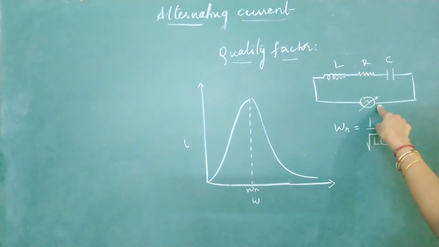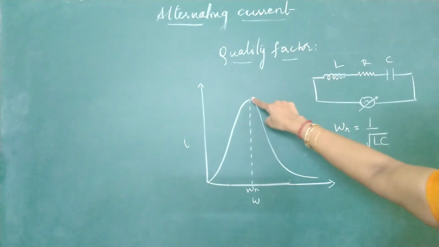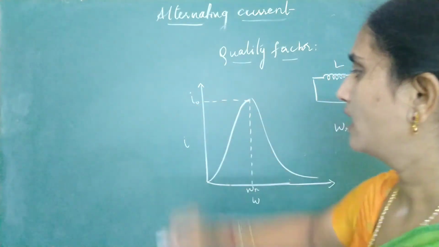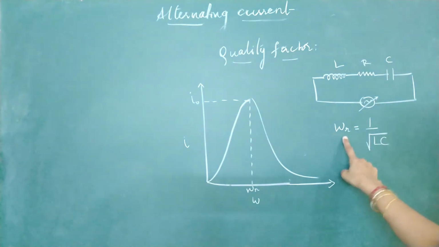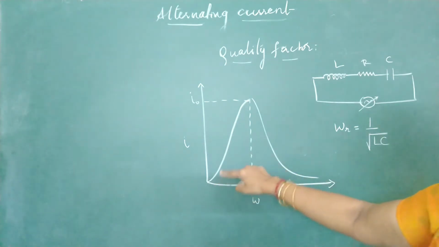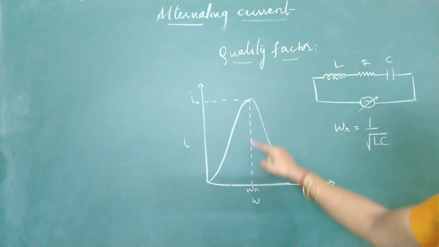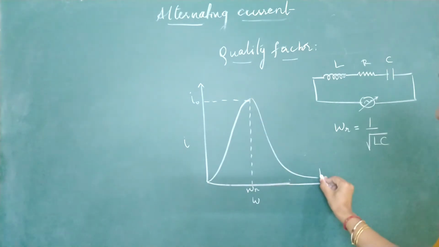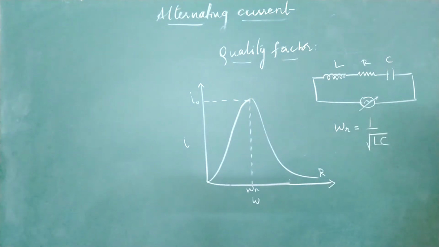If you keep on changing the input signal frequency, we get maximum current. I'll call this maximum current I0, when omega R is equal to 1 by root LC. That means when your input frequency is 1 by root LC, the circuit is driven to resonance and the amplitude of current becomes maximum. Now this is when your resistance is capital R.